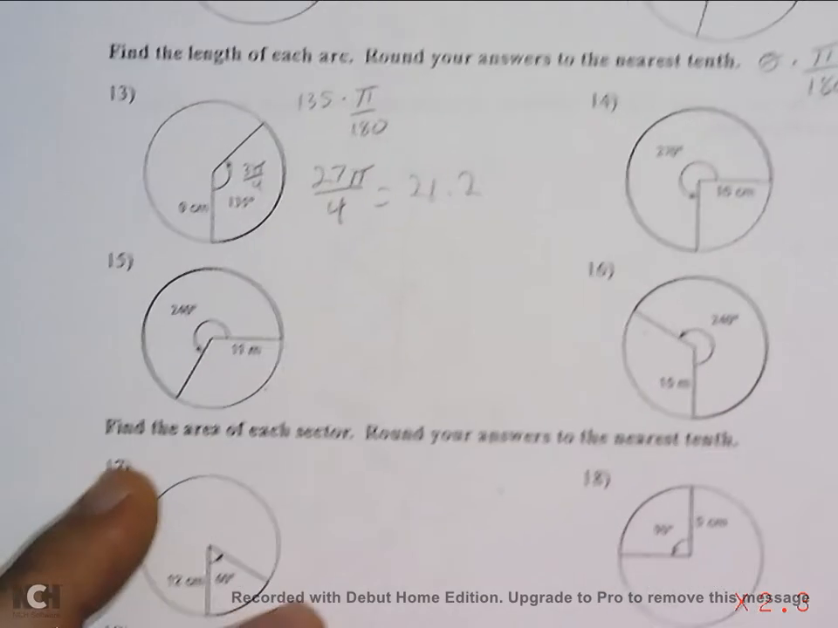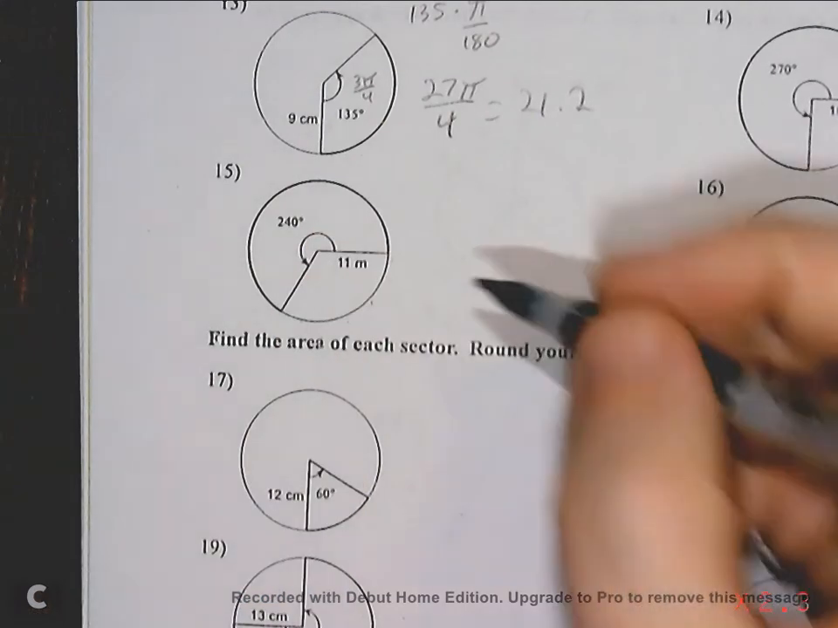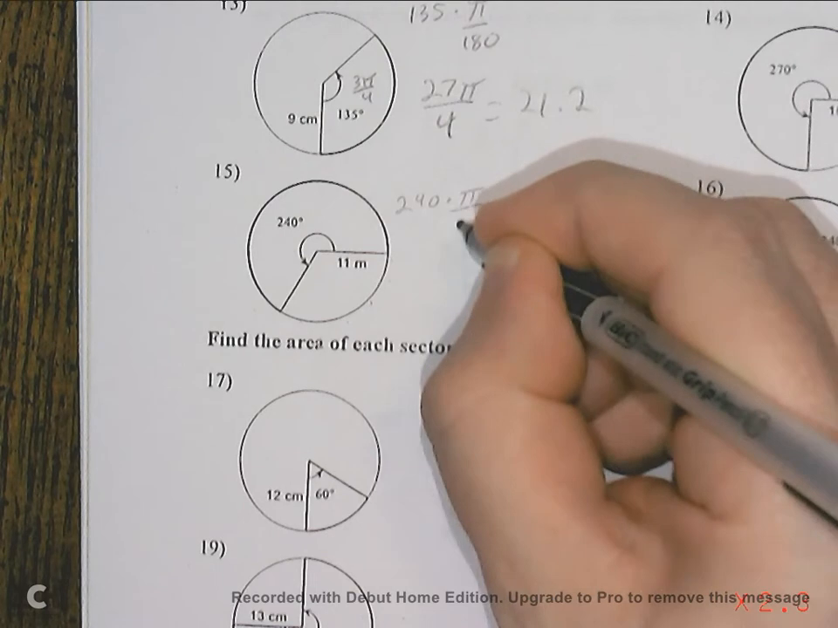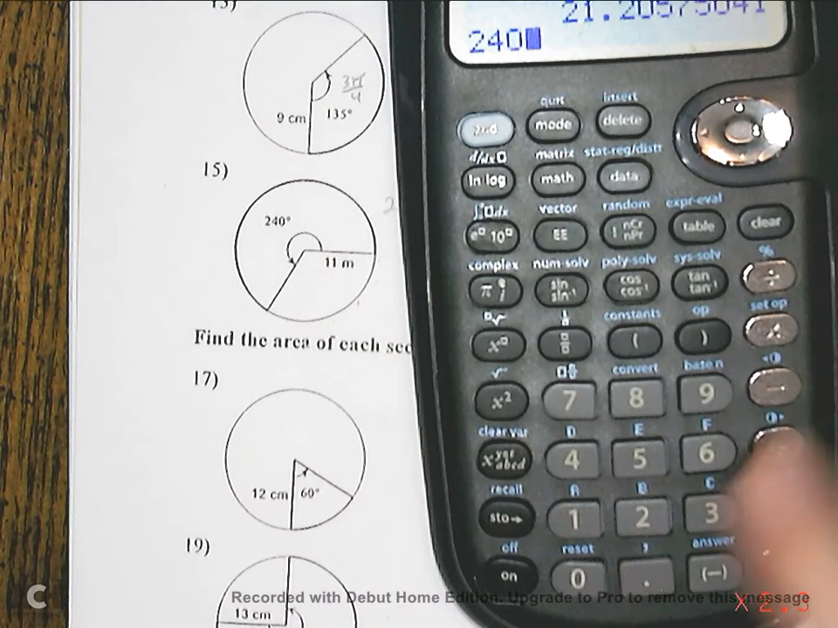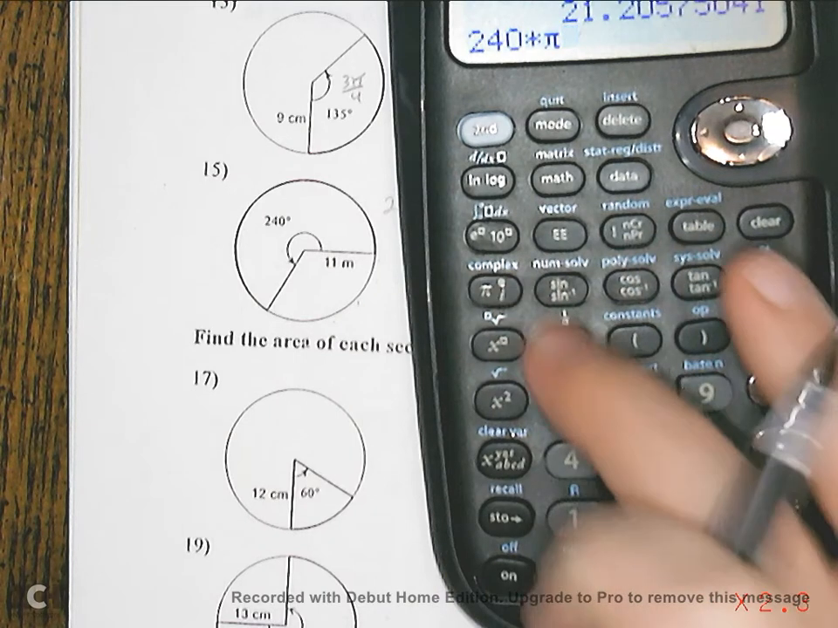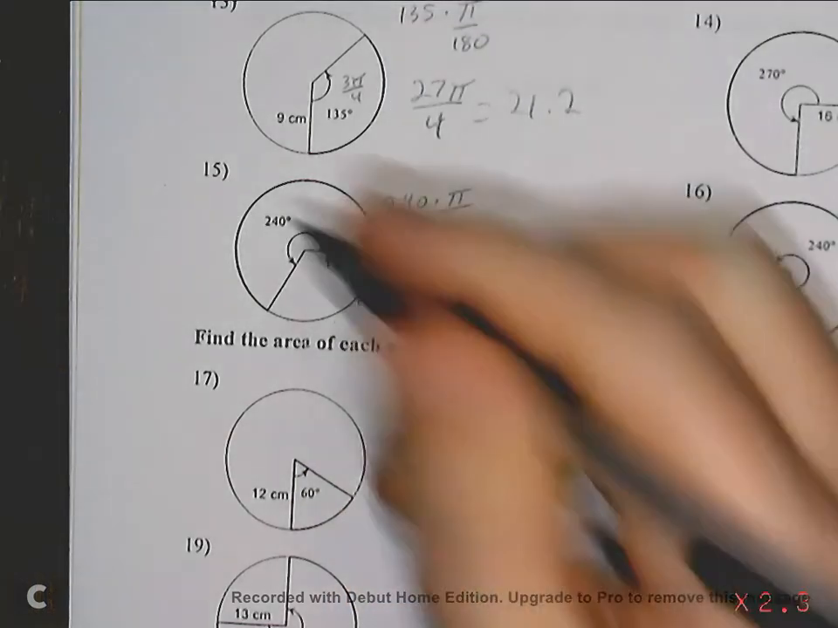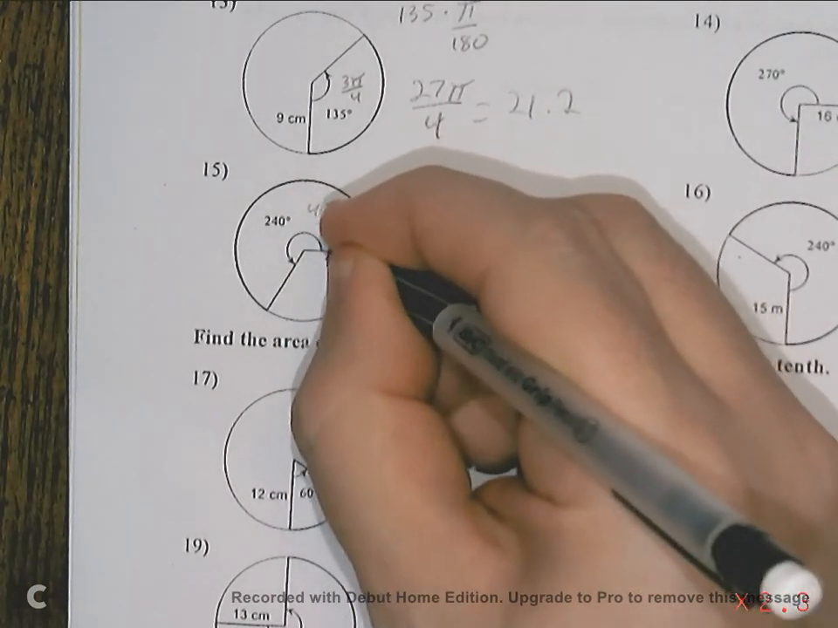Let's try another one just to make sure we got it. So let's try this one. 240 degrees. So again, I'm going to start by doing 240 times pi over 180. So on my calculator, 240 times pi over 180 is 4 pi over 3. So this angle can be written as 4 pi over 3.